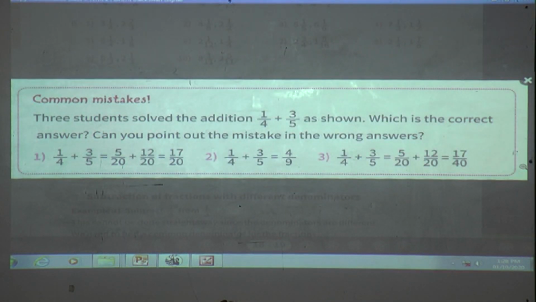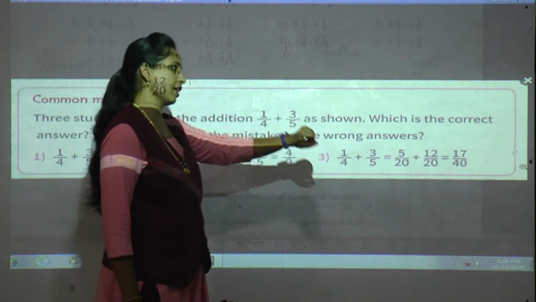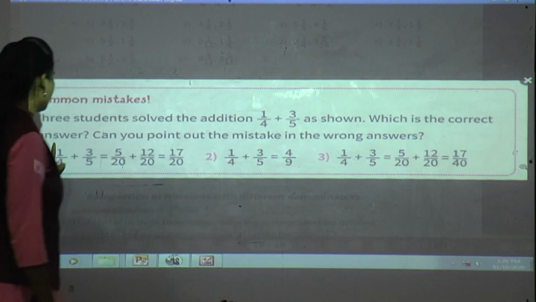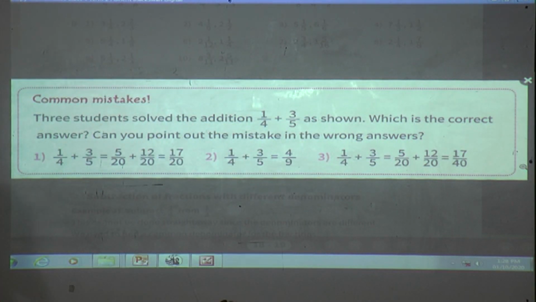Now see, common mistake. While solving this question, where you can commit a mistake, that we have to see. 3 students solve the addition of 1 by 4 plus 3 by 5 as shown. Which is the correct answer? Can you point out the mistake in the wrong answers? Now let us see. 1 by 4 plus 3 by 5.